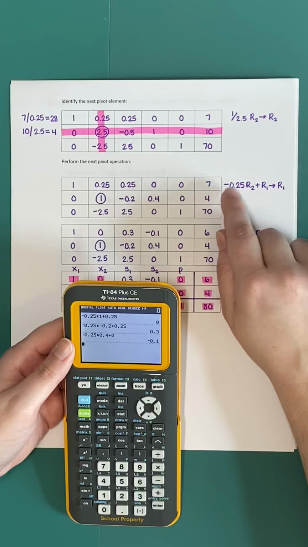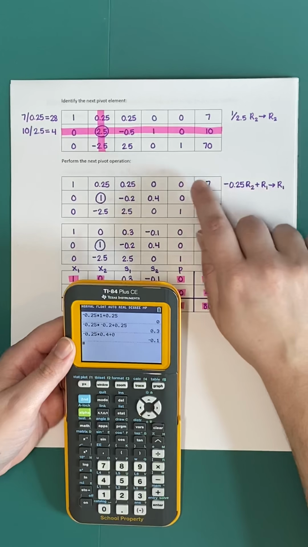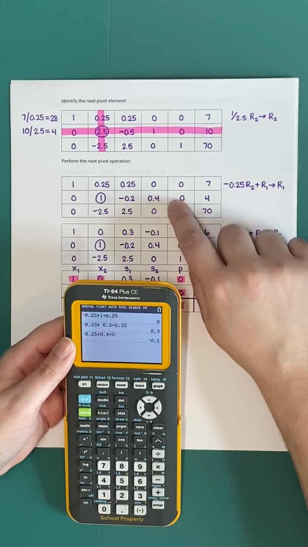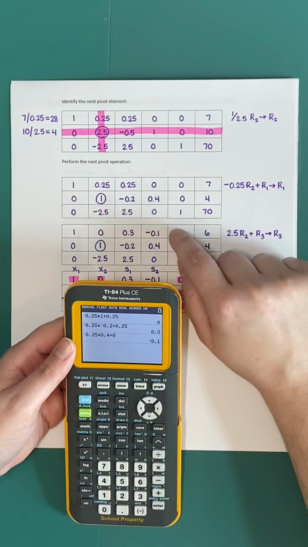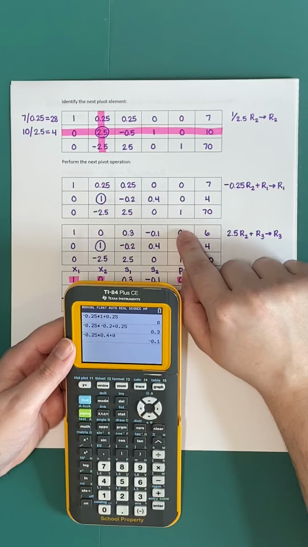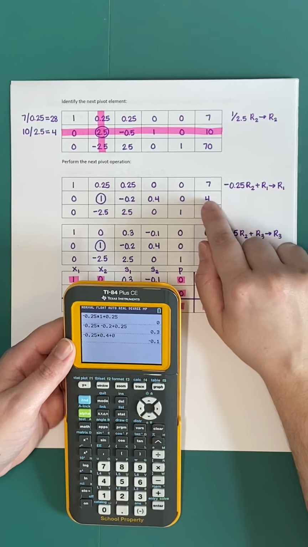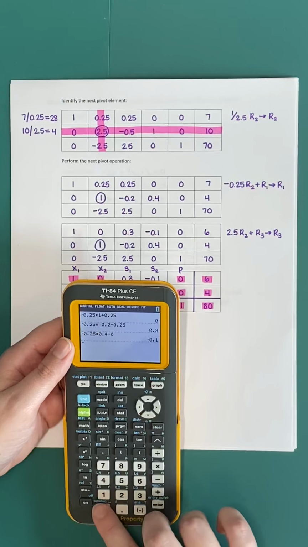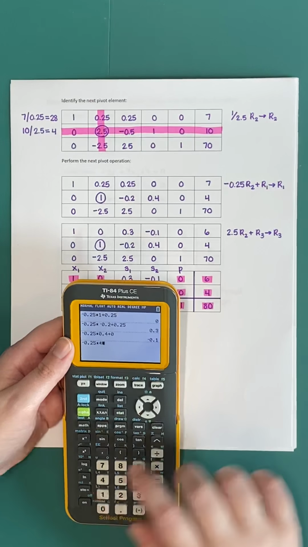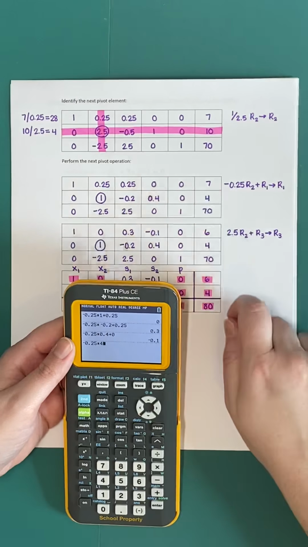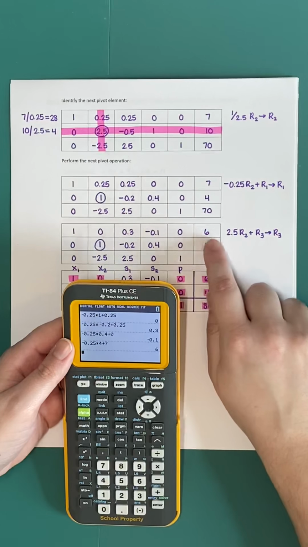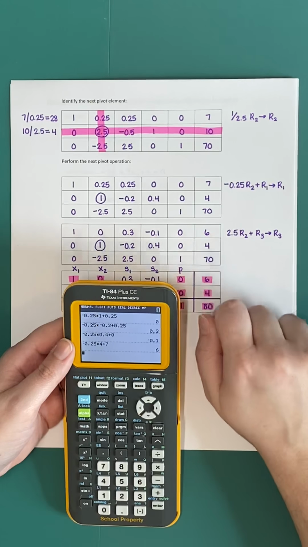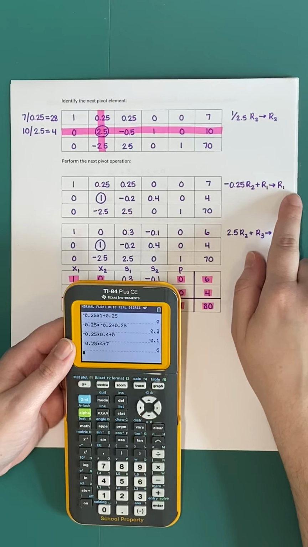Let's see if we can do the next one mentally. Negative 0.25 times row 2, so times 0, plus row 1, which is 0. 0 plus 0 is 0, so that element doesn't change. Now, negative 0.25 times 4, plus row 1, so plus 7. And that's going to give us a 6. So that concludes that operation.